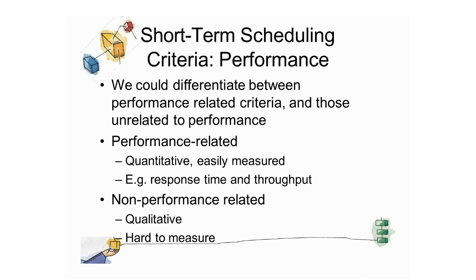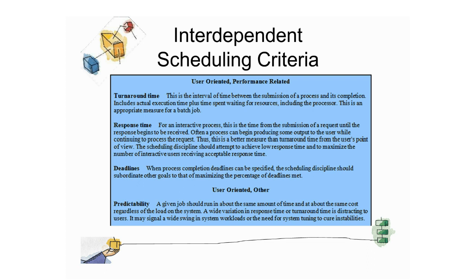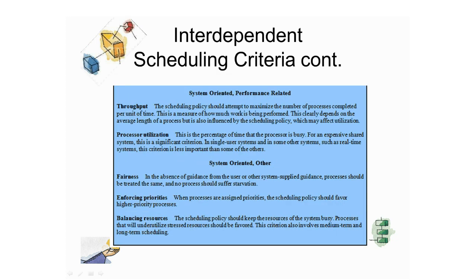Short-term scheduling criteria: performance. We can differentiate between performance-related criteria and those unrelated to performance. Performance-related is quantitative and easily measured, for example response time and throughput. Non-performance-related is qualitative and hard to measure. Here are the interdependent scheduling criteria: user-oriented, performance-related. And here are the system-oriented ones.